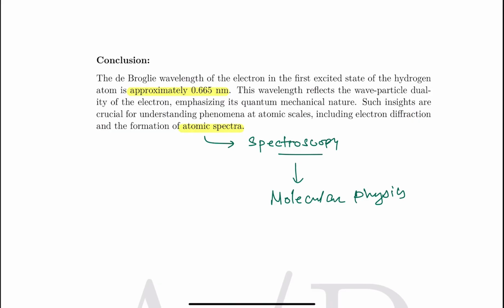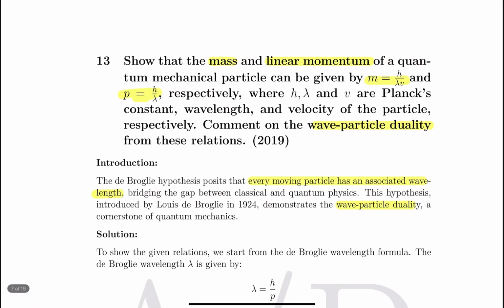Now let's move to the next question, that is question 13. We are required to show that the mass and linear momentum of a quantum mechanical particle can be given by m equals h upon lambda v and p equals h upon lambda respectively, where h, lambda and v are Planck's constant, wavelength and velocity of the particle respectively, and we are to comment on the wave particle duality from these relations.